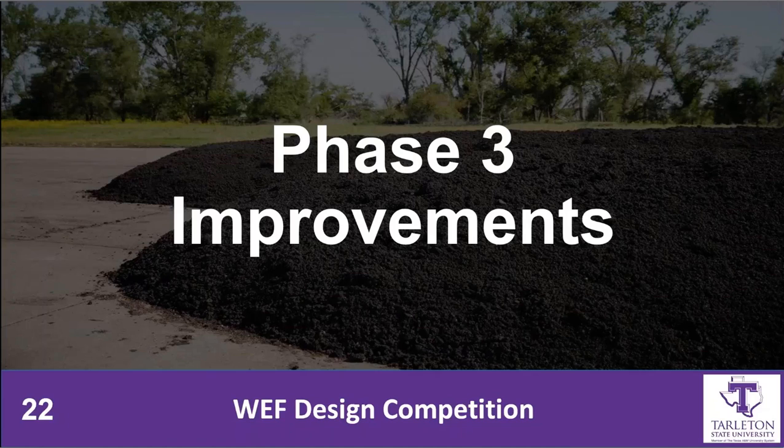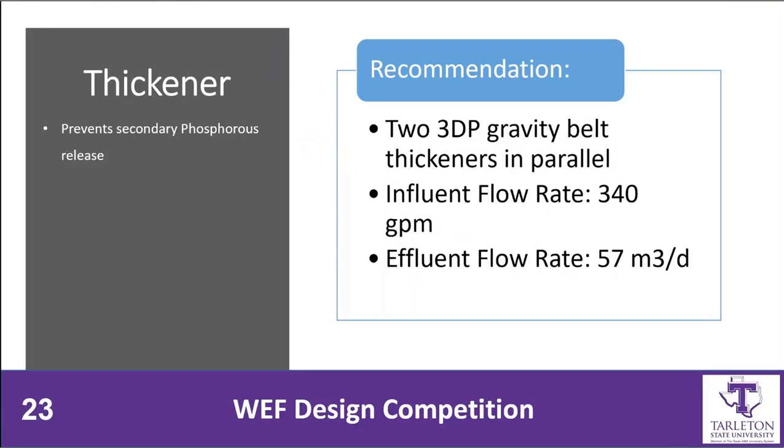Finally, the Phase 3 implementations recommended will be discussed. The main solids handling improvement is the addition of an anaerobic digester, which will be discussed more on the next slide. However, allowing the sludge to enter anaerobic conditions will trigger a secondary release of phosphorus. If this occurs, it will decrease the phosphorus removal efficiency. Because of this, an appropriate thickening process before anaerobic digestion is necessary to prevent this release and improve overall digestion yield. To ensure efficiency in digestion and phosphorus removal, 2 3DP gravity belt thickeners will be installed in parallel.